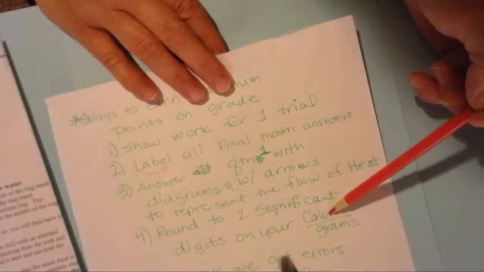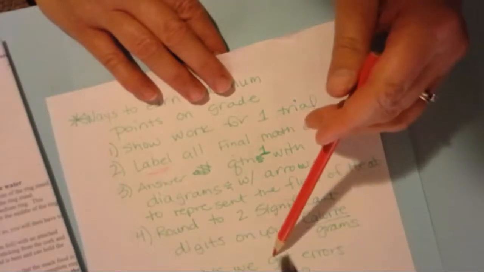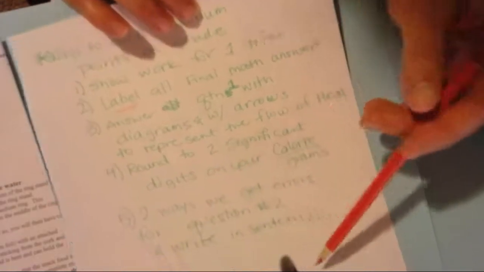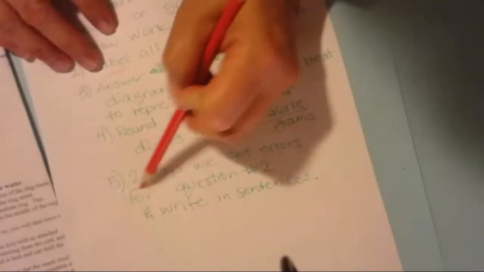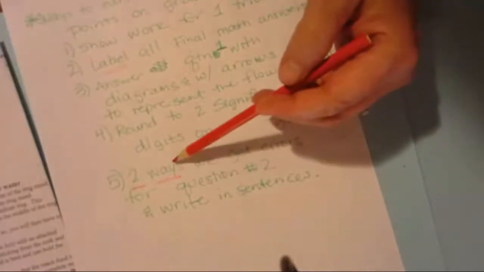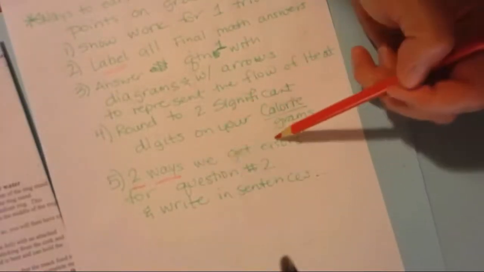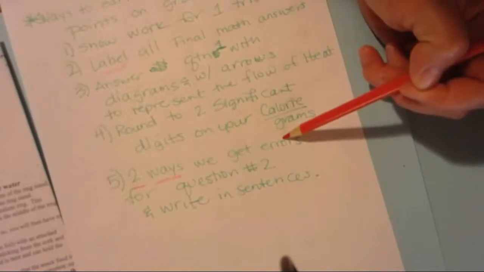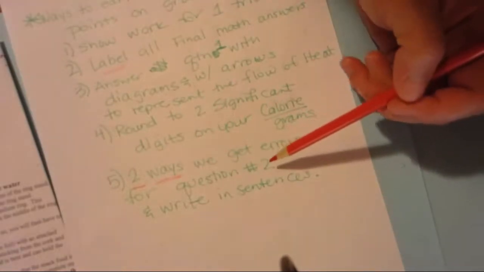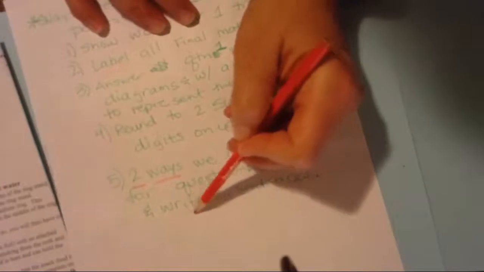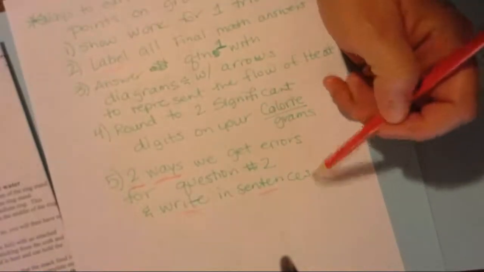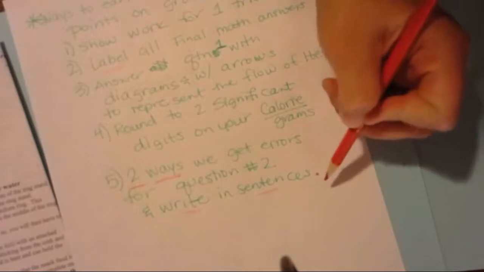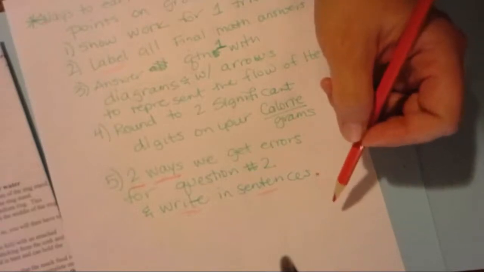Also have it labeled. And then for the final question, question 2 at the end, you want to definitely have 2 ways that give us a lot of error. Not 1, but 2 ways that could be causing error for having such a high percent error. And also, if you could write in sentences on that last question, that would be awesome, okay, in terms of it being a lab grade, not an easy homework grade, okay?